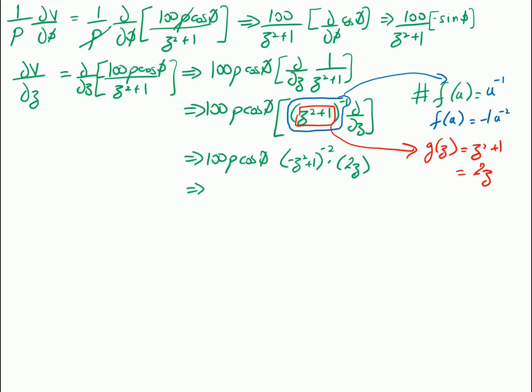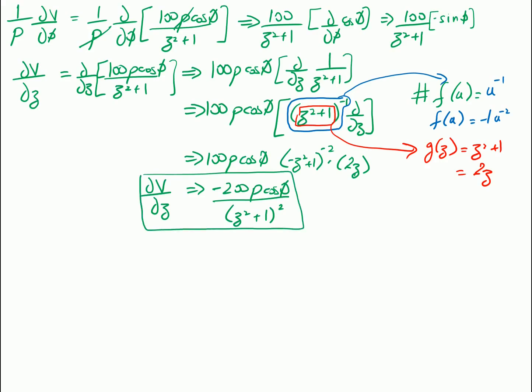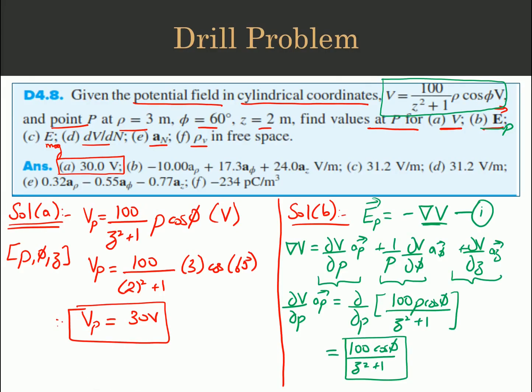So finally my answer comes out to be minus 200, you multiply everything, rho cos of phi divided by z square plus 1, you bring z square back. So this is your partial derivative of V along z. So this is the solution to the third partial derivative. This was the solution to the second partial derivative, and the first partial derivative is over here. So now incorporate everything into equation number 1.